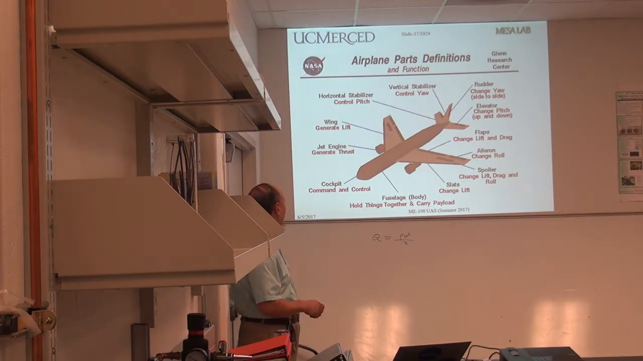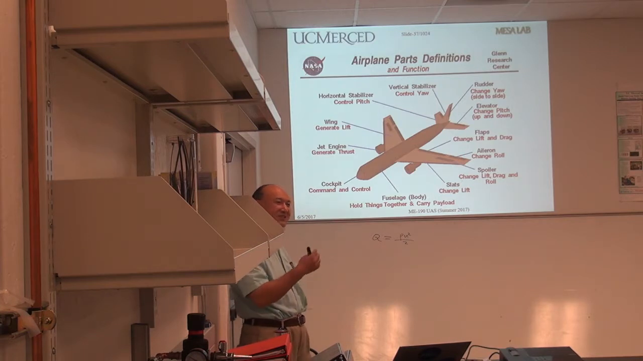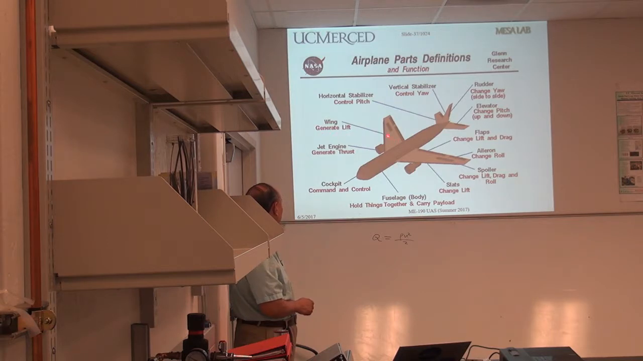So this is a typical aircraft and its functions. Usually you have the cockpit, command and control inside here. The fuselage is the body that holds things together and carries payloads like your luggage or the food, okay? Drinks. The jet engine generates thrust. Slats change the lift. Spoilers in here change lift, drag and roll, all of them, okay? The aileron is in here, changes the roll. And these are flaps to change lift and drag. So sometimes you want to do some trade-off. When you're in the aircraft, you watch here, they're changing when it's landing and takeoff. It changes the generated lift of the wing.